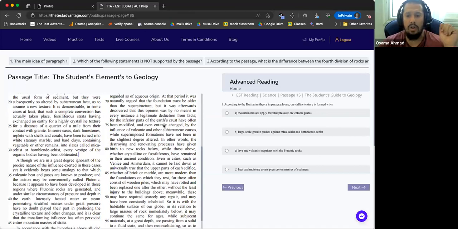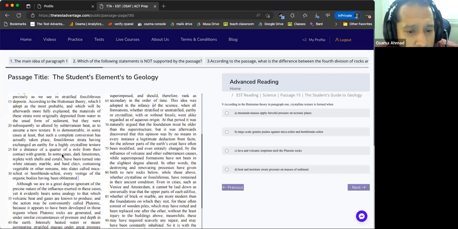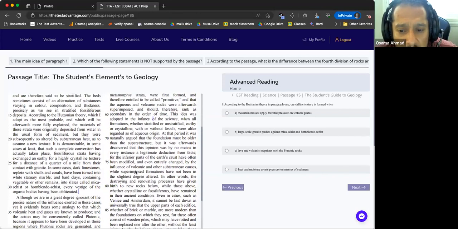إجابة number 9. According to the Newtonian theory in paragraph 1, crystalline texture is formed when? I think heat with pressure. صح? إجابة D. Heat, moisture, and create pressure on masses of sediment. They're altered by subterranean heat as to assume a new texture. Yeah. So that one's not hard, right? Question number 9, very direct question.